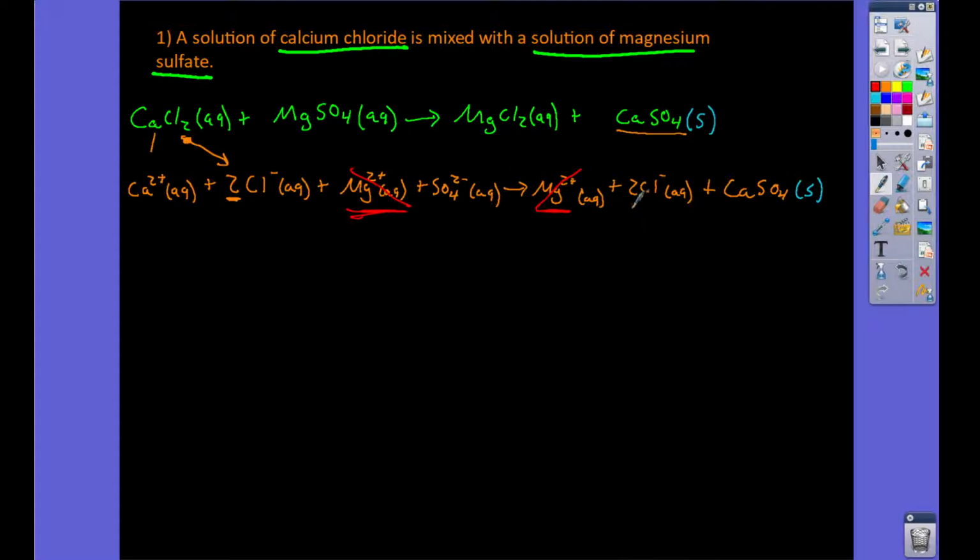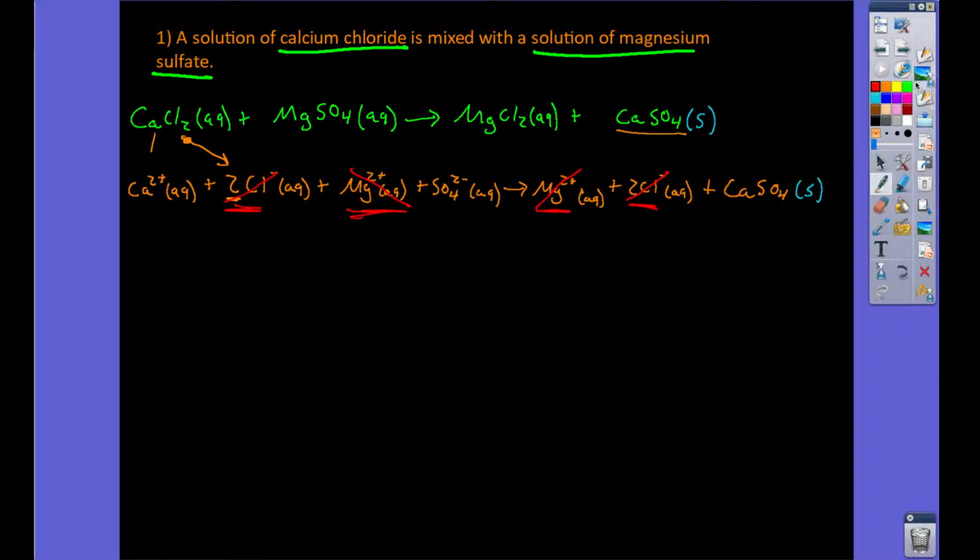And then same thing for the Cl minuses. I have 2 Cl minus on both sides of this equation here. I can cancel both of these out. And again, we're just showing that the Cl minuses, because they don't change from the left side to the right side, really just don't take part in the reaction at all.